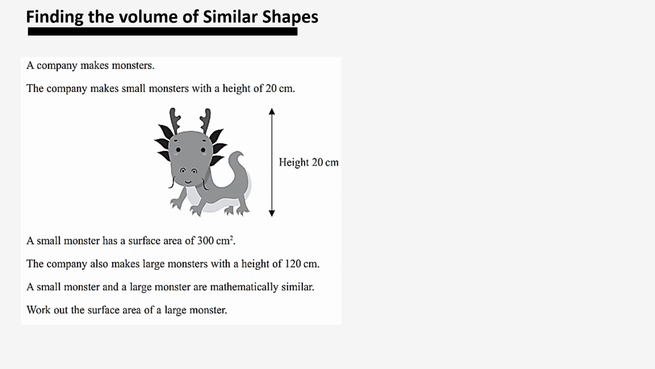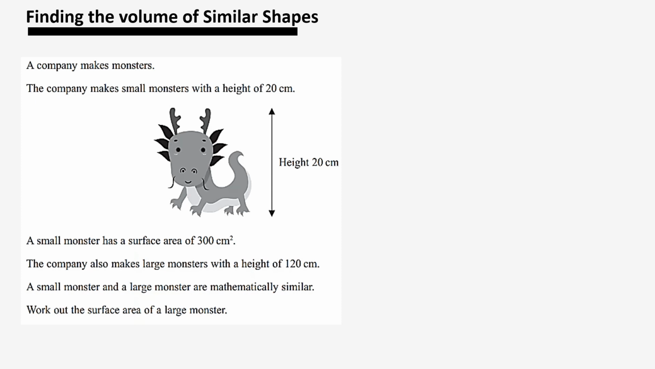But if the question asks you to find the area of the similar shape, how are you going to do it? Let's take this worked example. For similar shapes, if the scale factor of the length is k, then the scale factor of the area will be k squared. So if k is greater than 1 and we want to make the surface area bigger, we multiply the smaller surface area by k squared. This is the information you need to remember.